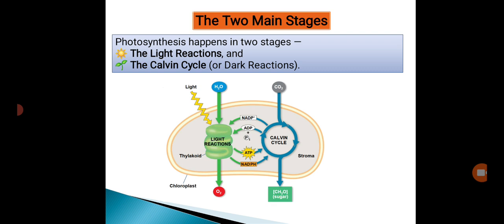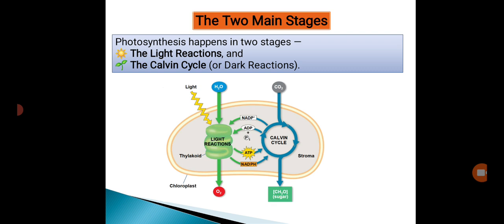So this is how the light and the dark reactions go on simultaneously, one after the other. They will again be utilized by the reaction, like that.